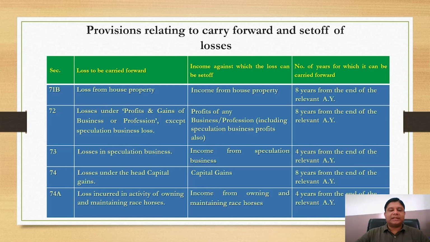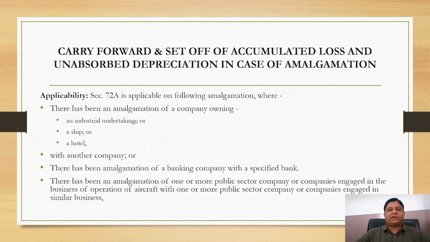Next, loss incurred in the activity of owning and maintaining racehorses. It can be set off only against income from owning and maintaining racehorses. It can be carried forward for 4 years only. Next, carry forward and set off of accumulated loss and unabsorbed depreciation in case of amalgamation.